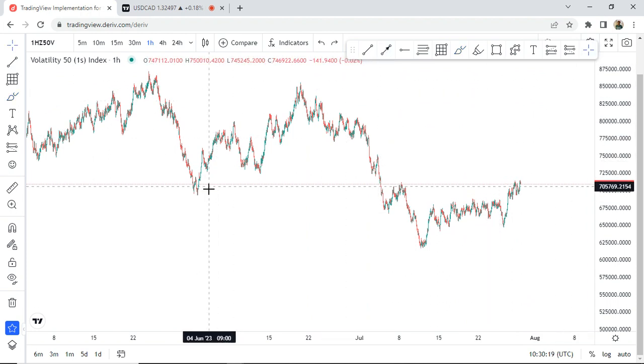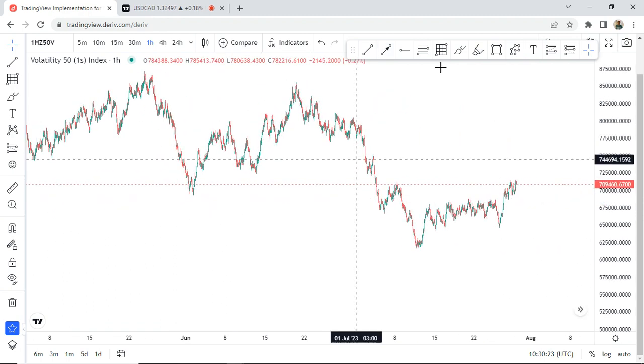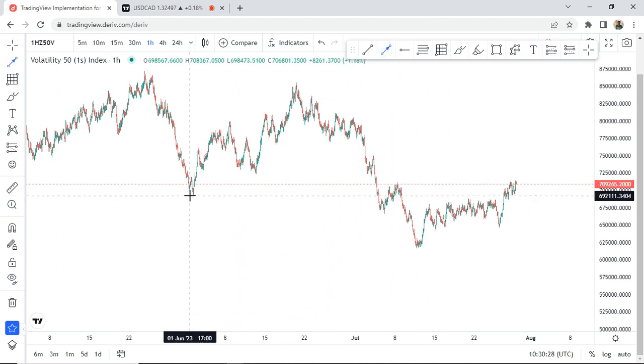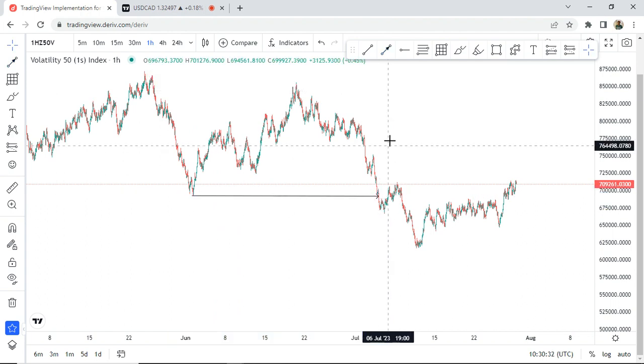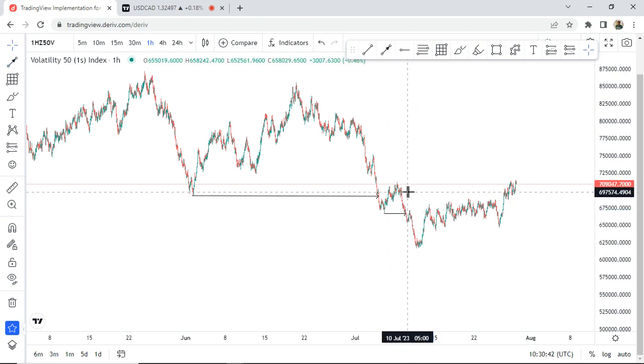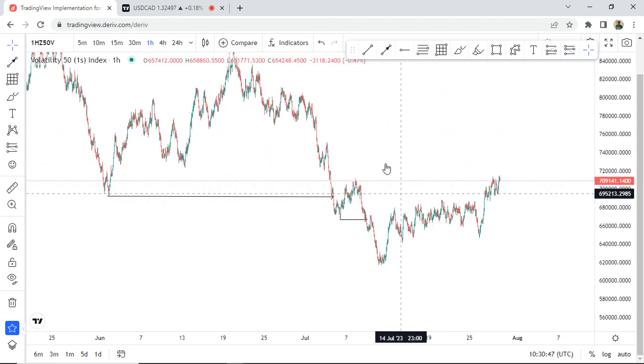So here we had some form of a break of structure in this area. This is our break of structure here, and our break of structure here. So with these two breaks of structure, guys, we know that there's an order block that caused them.